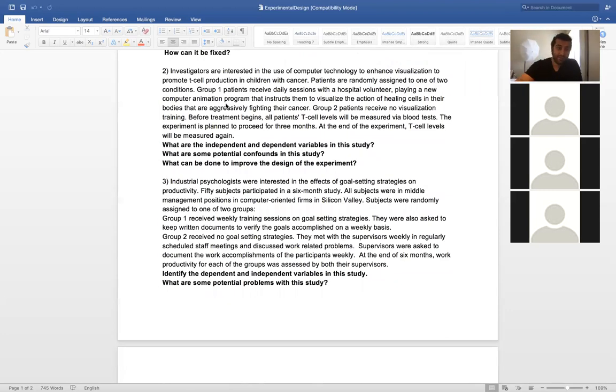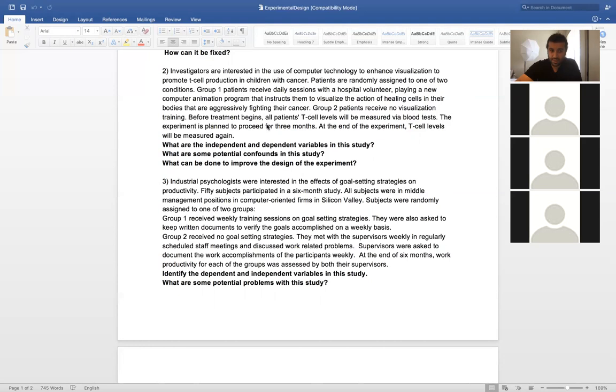So investigators are interested in the use of computer technology to enhance visualization to promote T cell production in children with cancer. Patients are randomly assigned to one of the 2 conditions. Group 1 patients receive daily sessions with a hospital volunteer, playing a new computer animation program that instructs them to visualize the action of healing cells in their bodies that are aggressively fighting their cancer. Group 2 patients receive no visualization training.